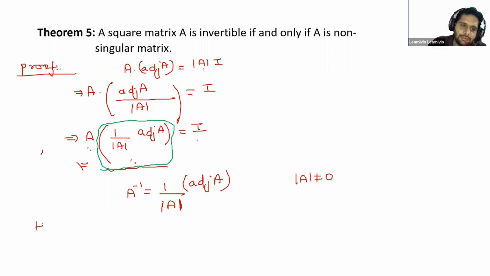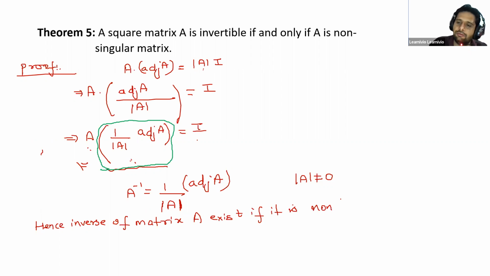Hence, inverse of matrix A exists if it is a non-singular matrix. If it is a non-singular matrix.